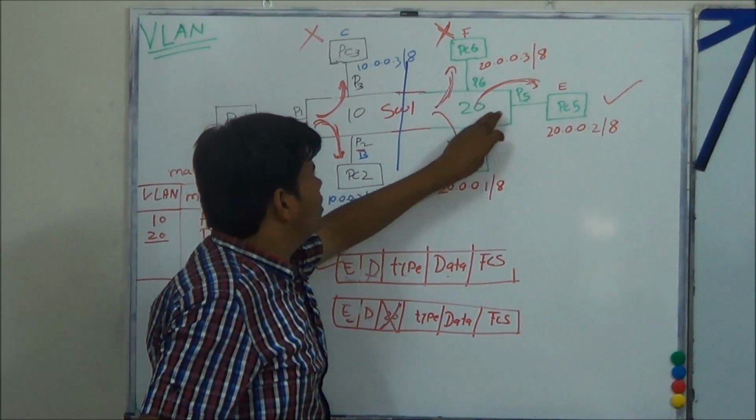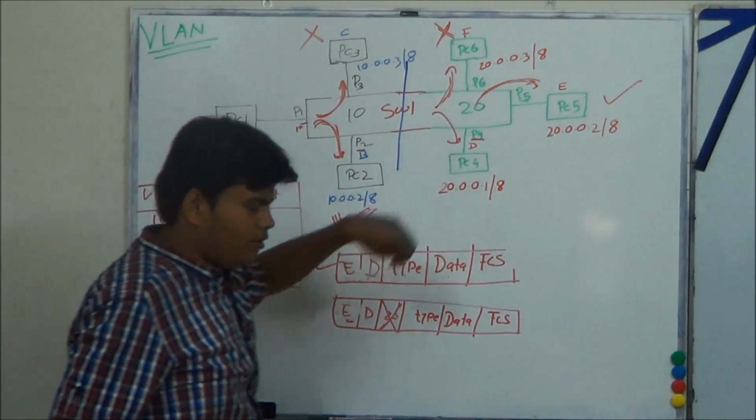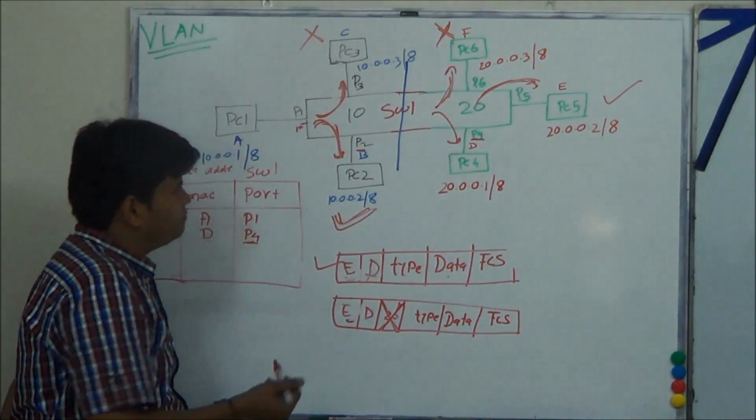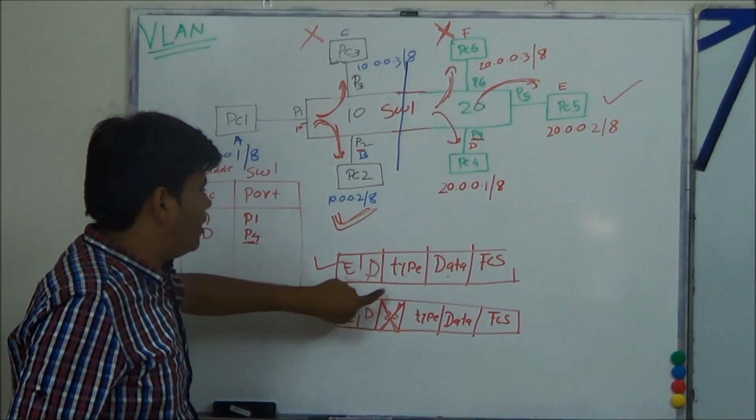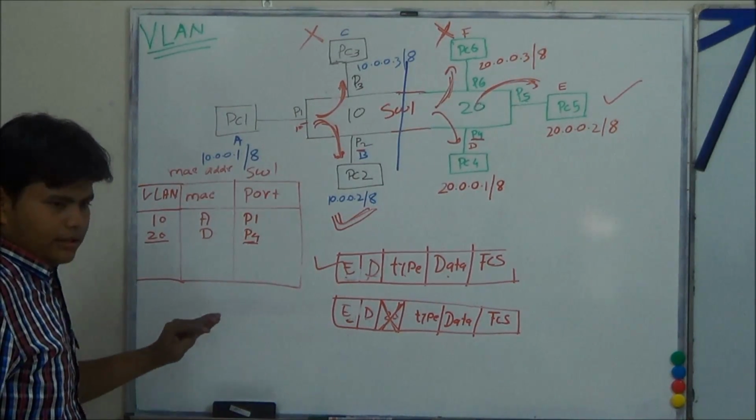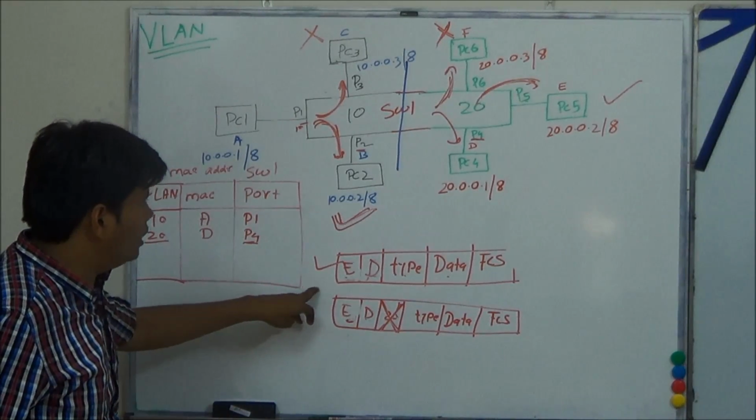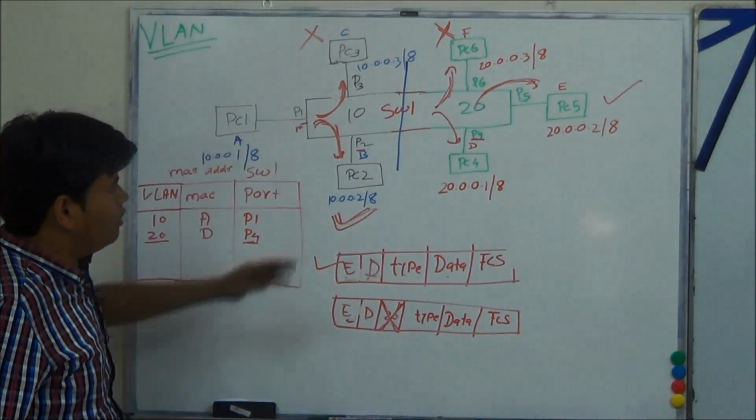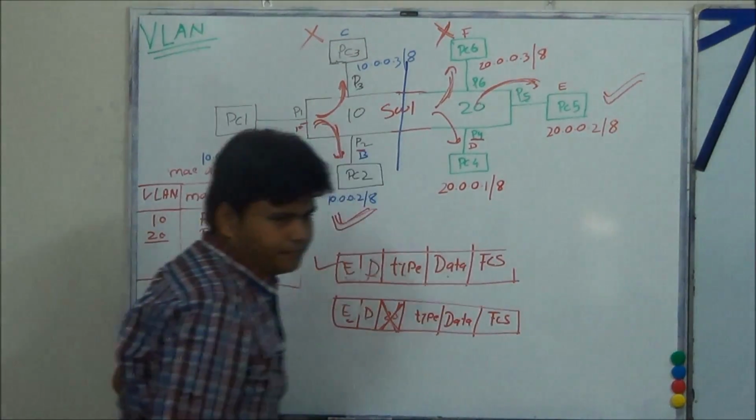Now switch 1 sends the frame through port P5, which is an access port, so it will also remove the VLAN tag, and PC5 will receive that frame with DMAC, SMAC, type, data and FCS. It checks the destination MAC address of the frame, which is E, and compares it with its own MAC address, which is E. Here it matches, so it will accept that frame.